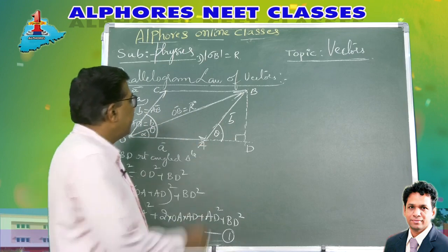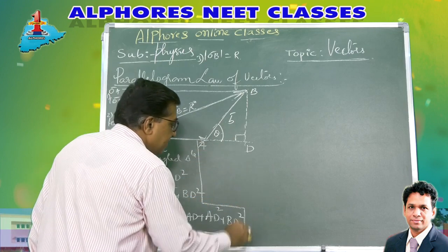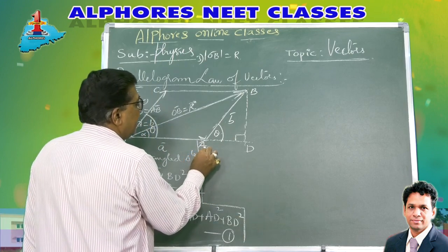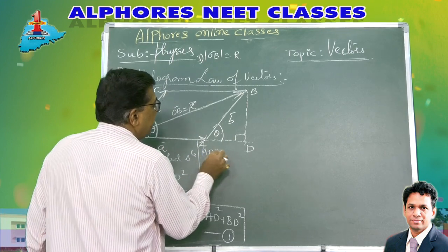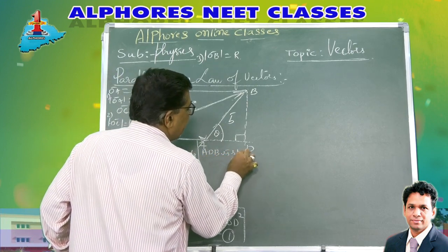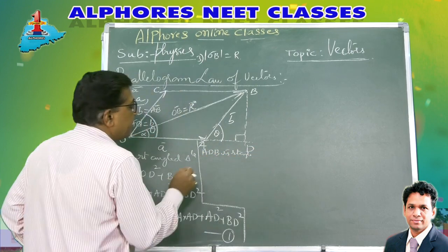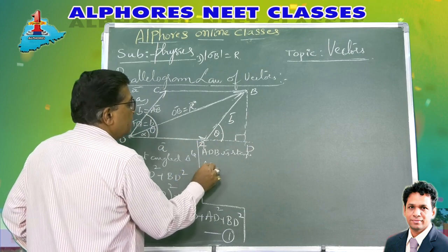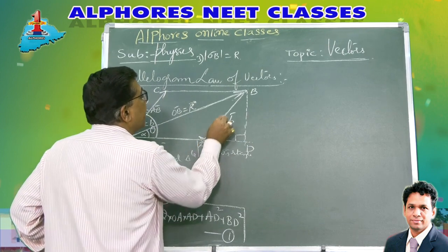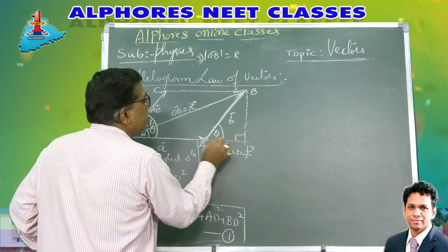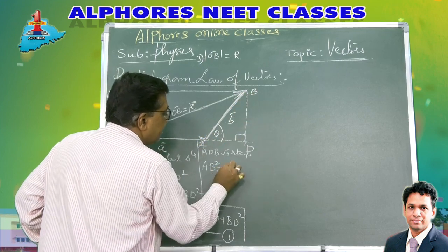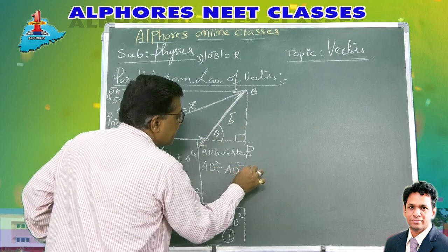Now from the right angle triangle ADB, which is right angled, again apply Pythagoras theorem. So AB square, the hypotenuse square, is AD square plus BD square. So it is AD square plus BD square.